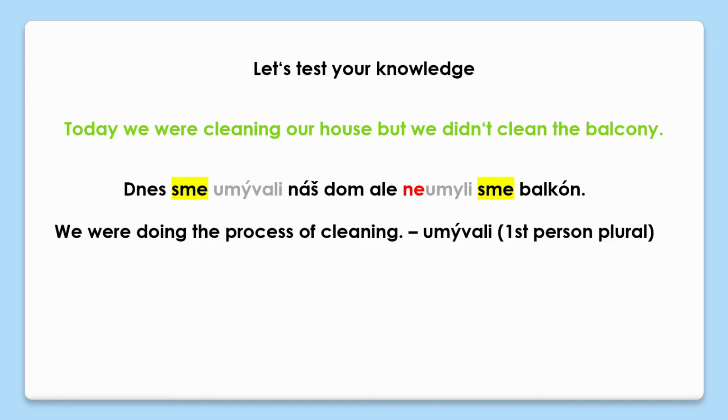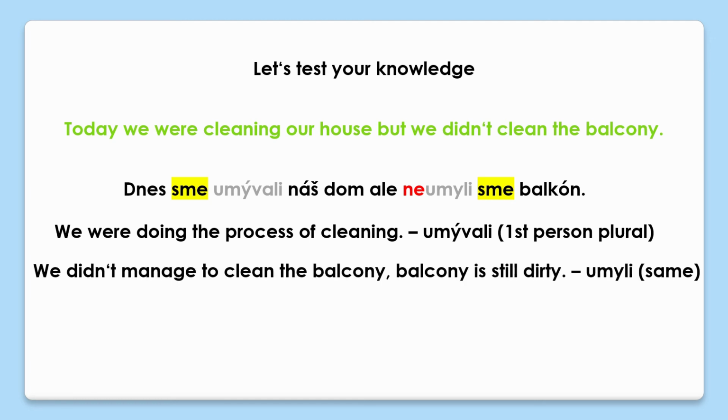We were doing the process of cleaning, therefore umývali in the first person plural, but we didn't manage to clean the balcony. The balcony is still dirty. Umýli, also in the first person, except the finished action. So instead of umývali, we would say umýli. And we use the prefix.